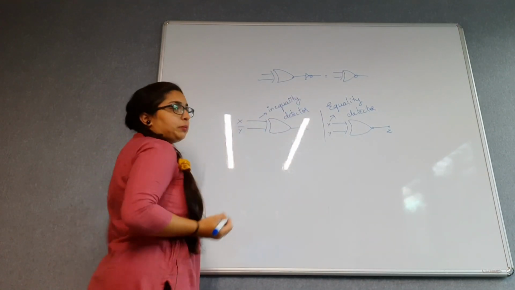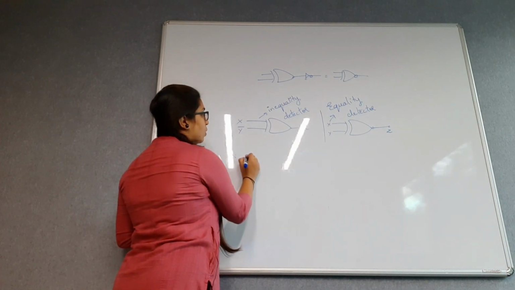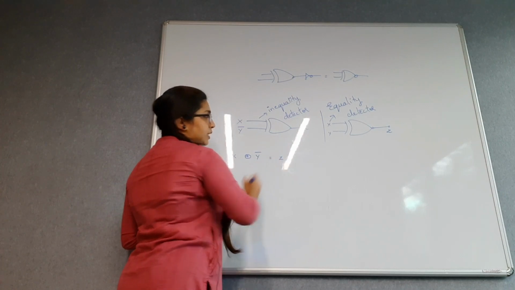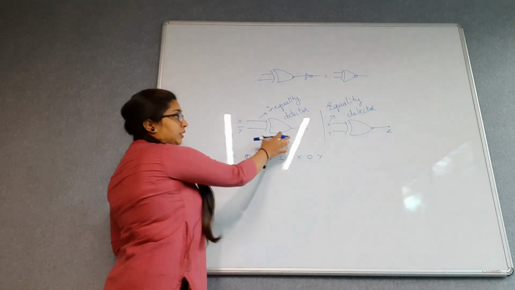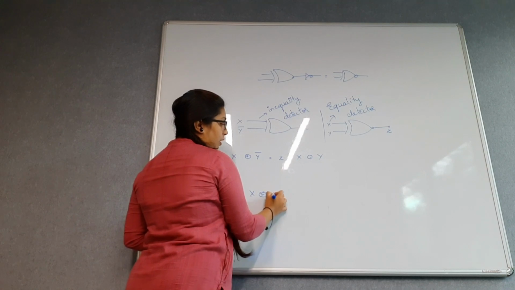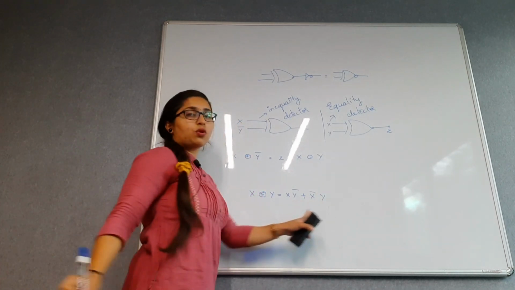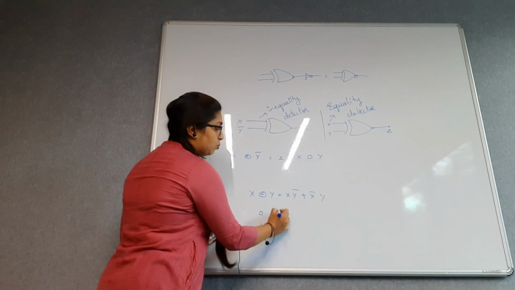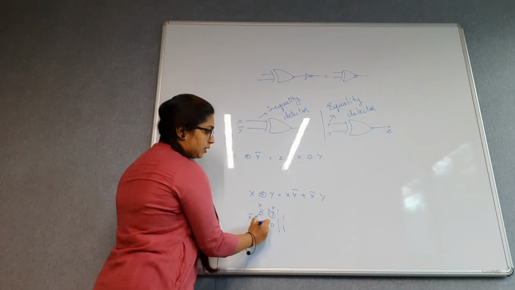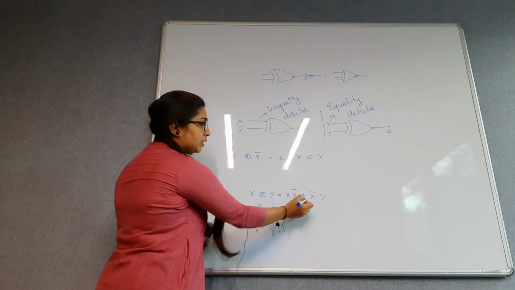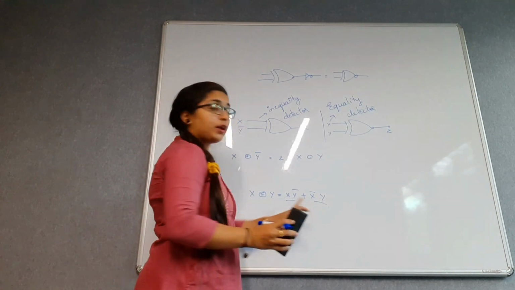Suppose I am inverting one bit, taking Y bar instead of Y. Then what will be the output? X XOR Y bar will be equal to the output Z, and this is equal to X XNOR Y. One thing you must remember: X XOR Y can be represented as X Y bar plus X bar Y. This is from the truth table, because 0 1 and 1 0 are both high. So this is X bar Y plus X Y bar, the expression for X XOR Y.